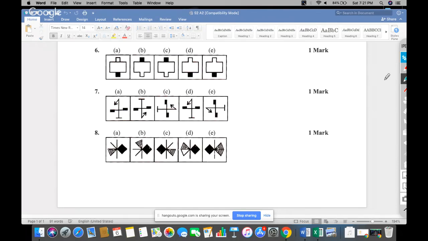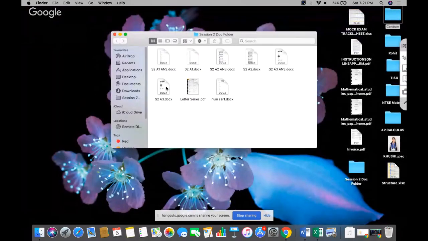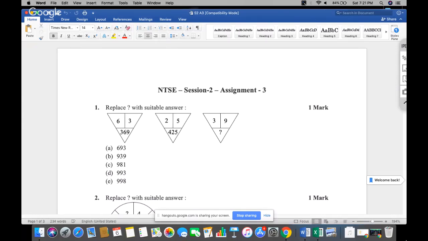So this brings me to the end of this particular topic. Now let's go to another sheet, and this is about finding missing numbers. Now when I talk about finding missing numbers, let me explain this particular topic.